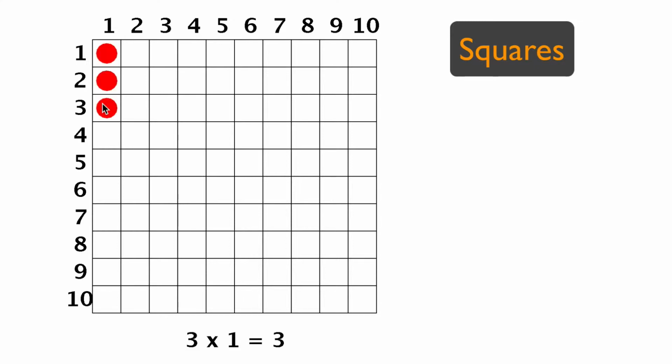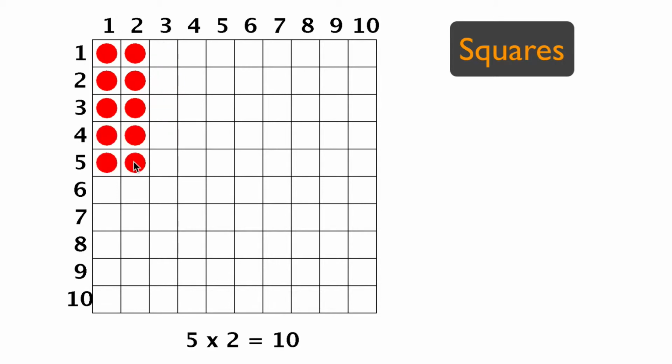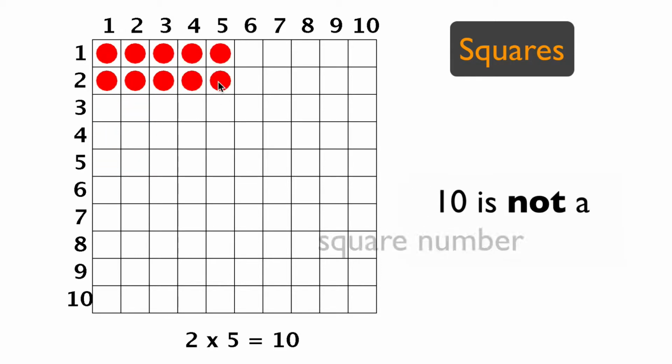Here's 3, and I can square it by finding 3 lots of 3, which is 9. And you can see that 9 is a square number because it can be arranged into a square shape. Most numbers cannot be arranged in this way. For example, here's 10, and however hard you try, you can't make this number fit a square shape. So 10 is not a square number.